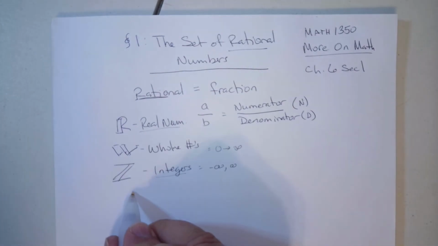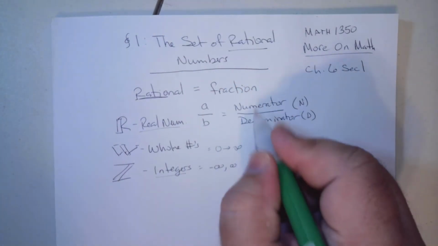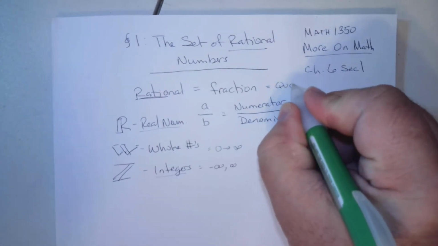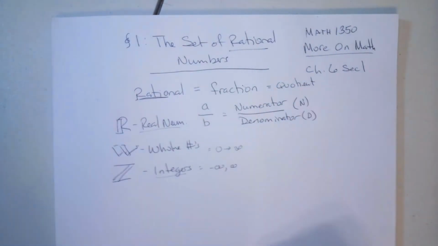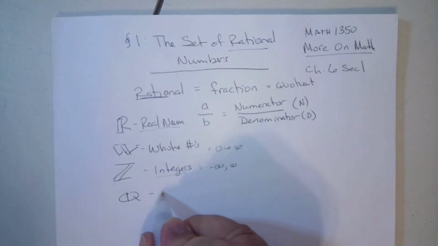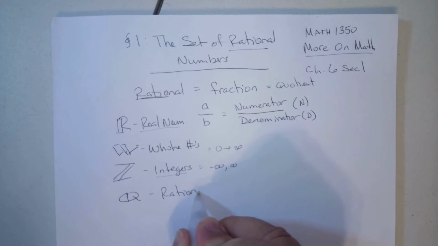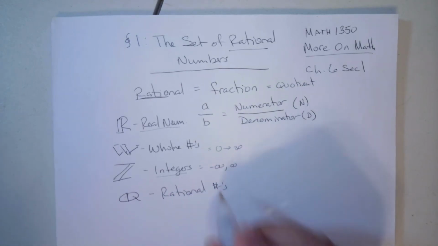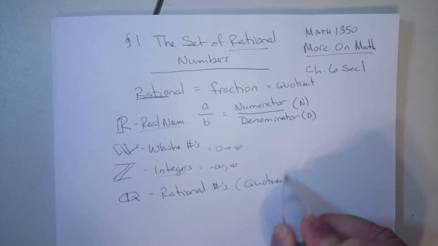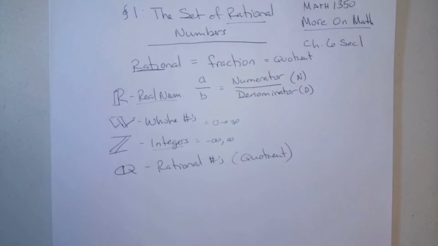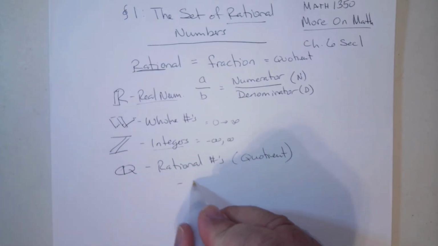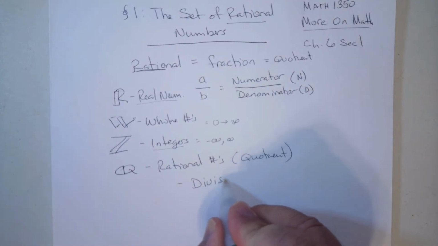Rational numbers, because they're fractions. Another name for fractions is quotient, which is why their symbol is a Q. Rational numbers, or the quotient. Quotients are used for division.